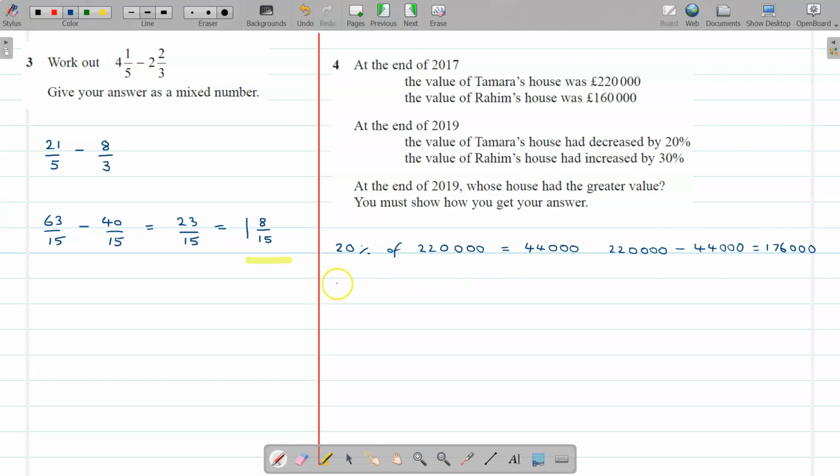Okay, and then we do the same sort of thing except we're increasing by 30%. So I'm going to do 30% of 160,000.